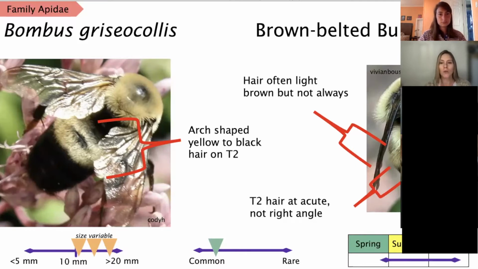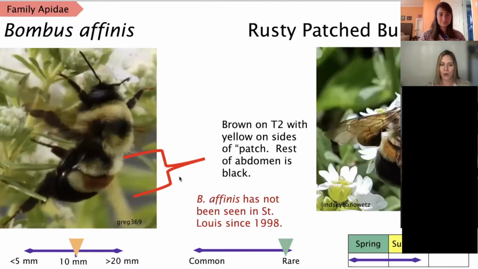This is also the one that people will sometimes think is Bombus affinis, which is the rusty patched bumblebee, which we did actually historically have here in St. Louis, but it hasn't been seen in a few decades. And just to point out how you would know if that was the case, on that T2 where there's black in the corner, there will be yellow.